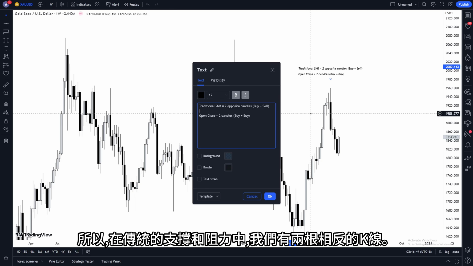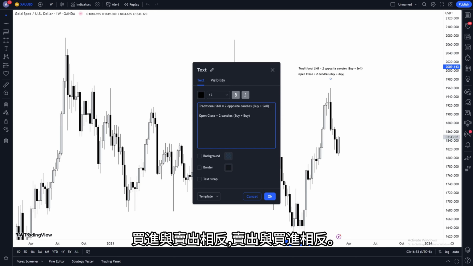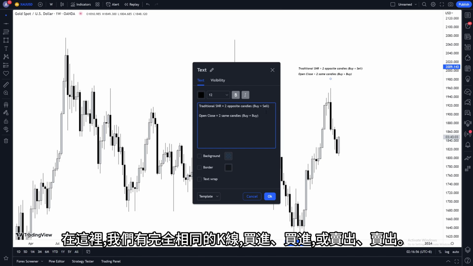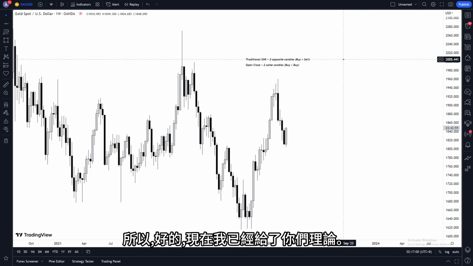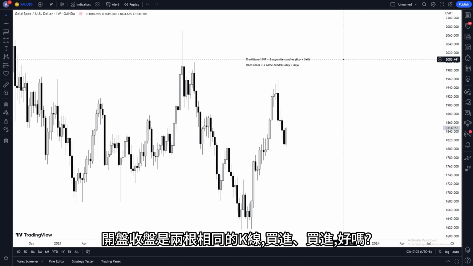With traditional SNR, we have two opposite candles. Buy is opposite to sell, sell is opposite to buy. Here, we have the exact same candles: buy, buy, or sell, sell. Now I've given you the theory. Open close is the two same candles. Now, how do we actually mark this up on the charts?